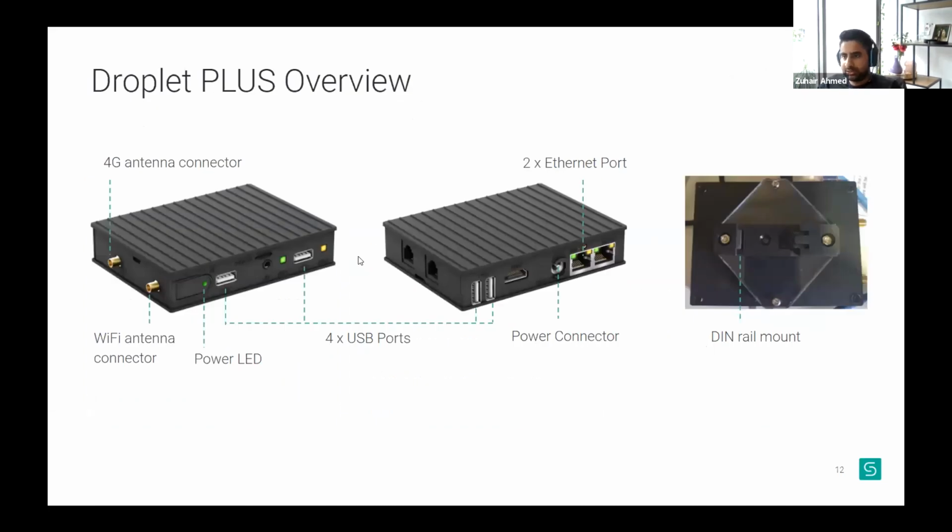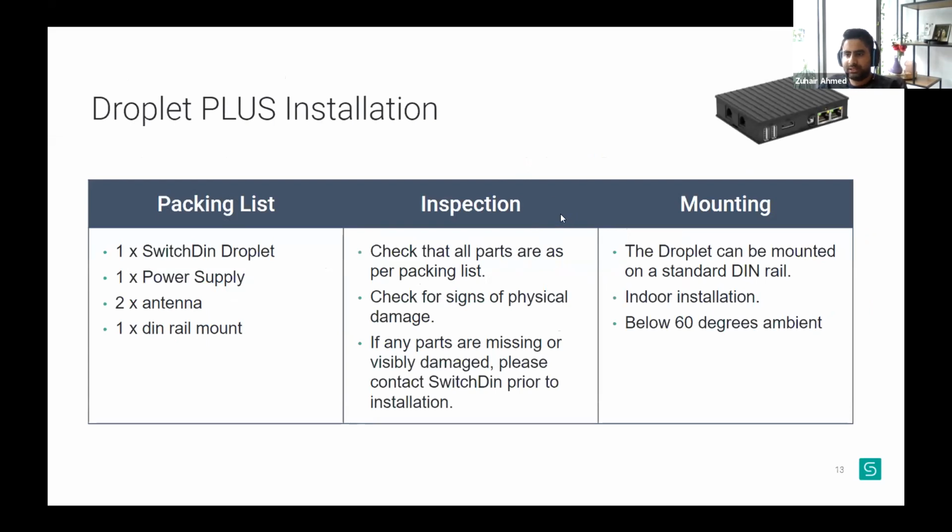Moving towards the second one, Droplet Plus. This has a rugged case. The software that runs on these droplets is the same; it's the application that's different. In this case, it has 4G connectivity, so it's a perfect product for off-grid sites, with 4 USB ports to connect devices, and an additional Ethernet port to connect to either internet or other devices. The packing list for Droplet Plus will include an antenna for 4G connectivity, and since it's more rugged, the operating ambient temperature is 60 degrees or below.